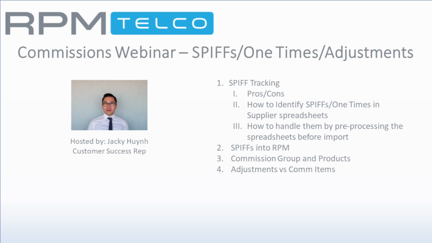And then finally, we're going to end on adjustments versus commission items, or more accurately, tracking adjustments as an adjustment in RPM or tracking it as a commission item. And we'll talk about why you'd want to do one or the other, as well as how to do one or the other. Yeah, I'm going to take it from there. We'll start with SPIFF tracking.